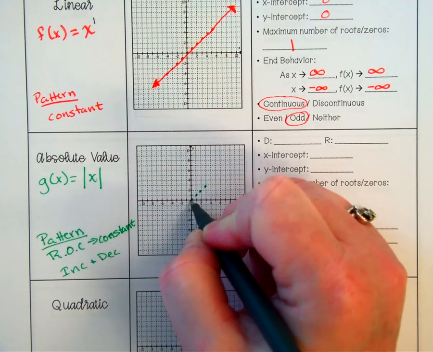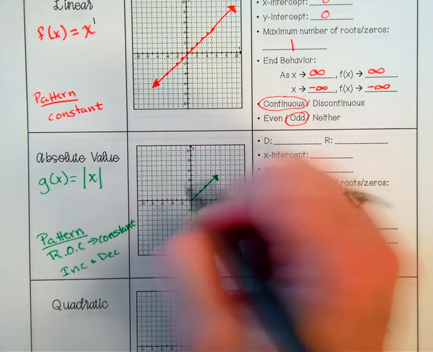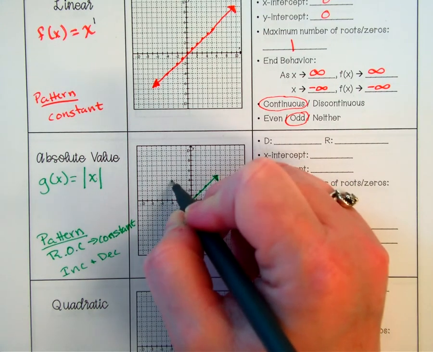So for our absolute value here, this is going to be a V-shaped graph.